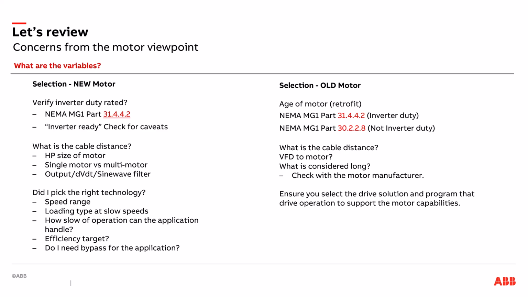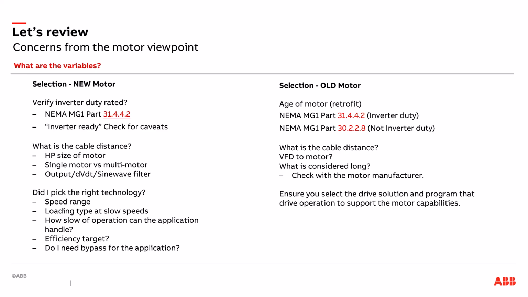Verify what the cable distance is, understand the horsepower size of the motor, understand whether you're going with a single motor or you're supporting multiple motors, and take that into account in establishing if you need any output side filtering, whether it's output dV/dt or sine wave filter, and ensure that you pick the right motor technology, that it satisfies the speed range, satisfies the type of loading at slow speeds, and understand how the motor cooling will take place, how slow the application can go, and your target efficiency. Also think about whether the application needs the ability to have a bypass and whether it can support 60 hertz operation in a bypass condition as well, as far as the rest of the system.